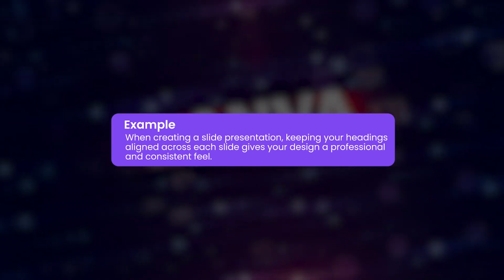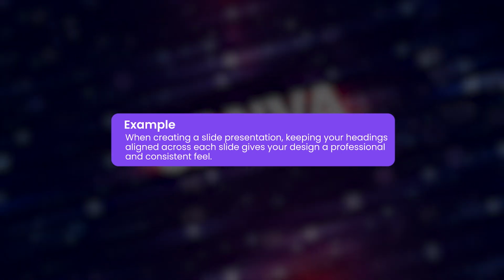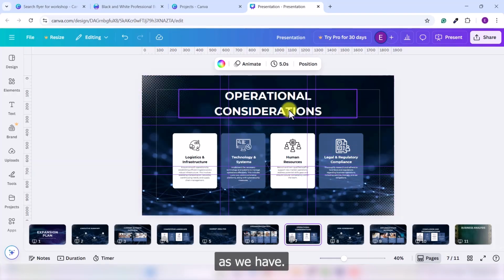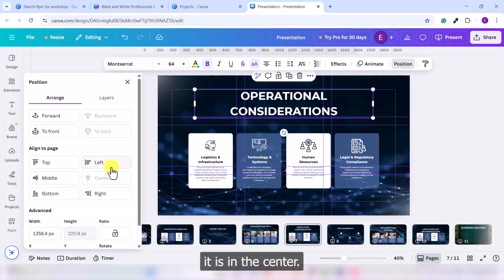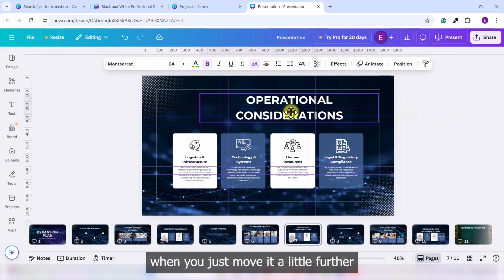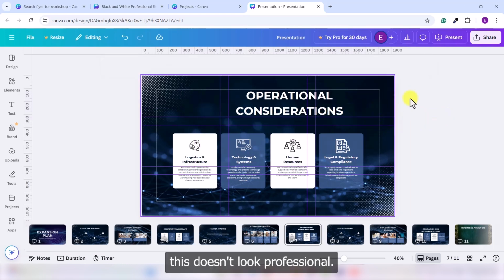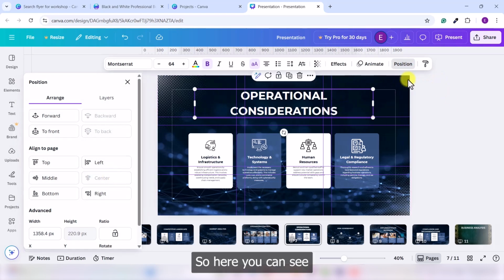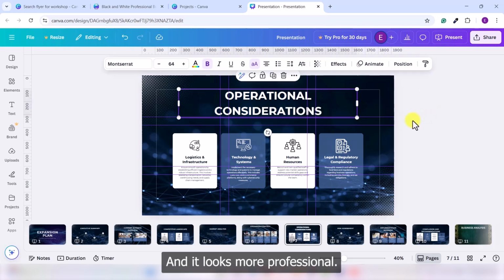Example: when creating a slide presentation, keeping your headings aligned across each slide gives your design a professional and consistent feel. For example, when you click on that one, as we have, here you can see when you click on the position, it is in the center, and here when you just move it a little further, for example here, this doesn't look professional. When you click on position and click on center, here you can see it is center aligned and looks more professional.